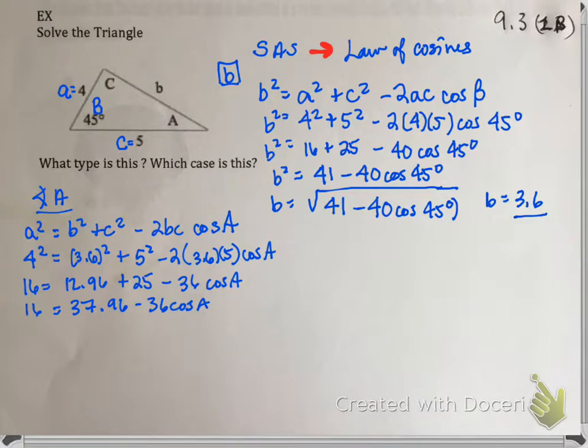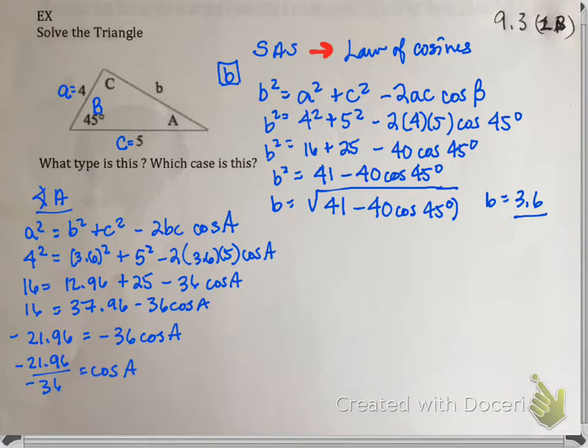So if I take 16 less 37.96, I'm going to get a negative 21.96, and that equals negative 36 cosine of A. Next step is to divide both sides by 36. So I get negative 21.96 divided by negative 36 equals cosine of A.